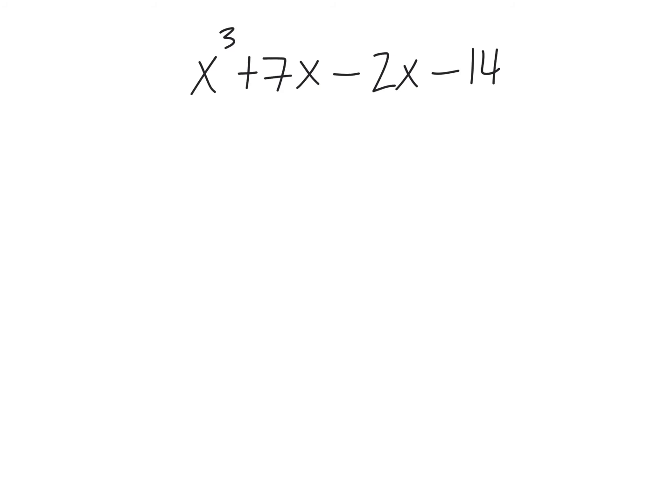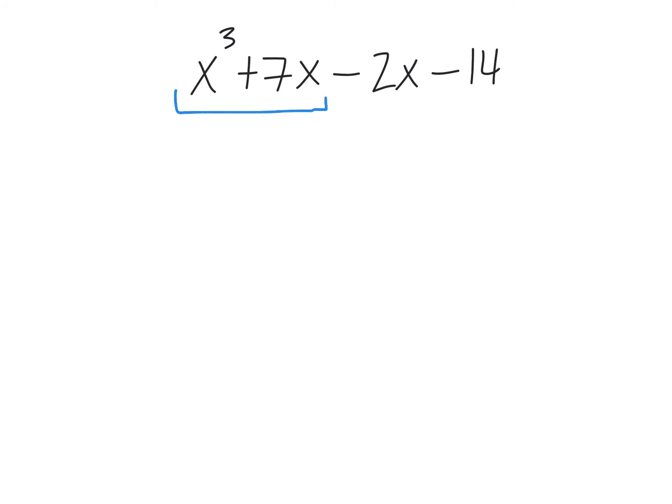As I said in the previous example, all of those four terms share nothing in common. These two have something in common. All these three have an x, but notice how this term, this term, this term, and this term all don't have one thing in common. So I'm forced to do this by grouping.